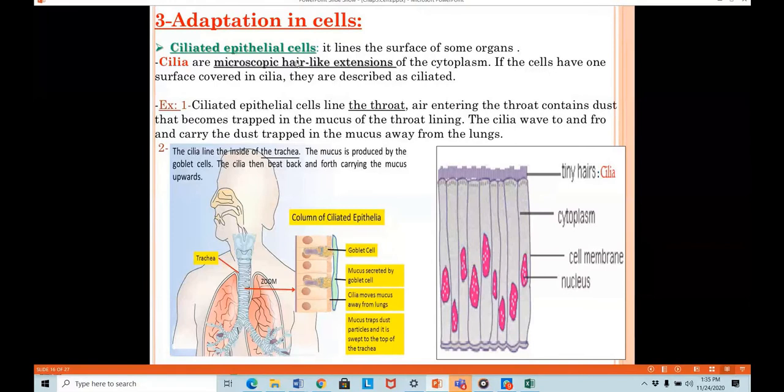You can see in this picture, the cilia line the inside of the trachea over here, and the mucus is produced by the goblet cells. And the cilia then beat back and forth, carrying the mucus upwards. So this is how the mucus is carried upwards, and it is again spit from the nose or the mouth. And these are the goblet cells which are present over here, and this is the trachea, and this is how the ciliated cell structure looks like.